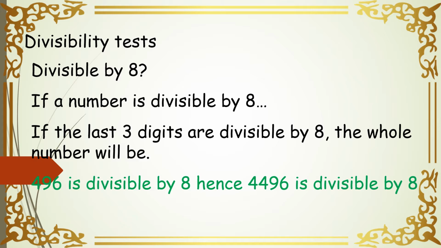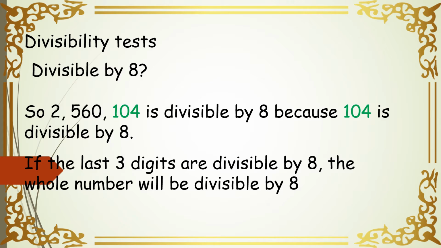Now you have learned that in the test for divisibility for 4, over there we found out that the last 2 digits should be divisible by 4 in 4's timetable. Then you say that the entire number is divisible by 4. But when you talk about divisibility test for 8, the last 3 digits have to be divisible by 8. Then only we can say that the entire number is divisible by 8. Alright.